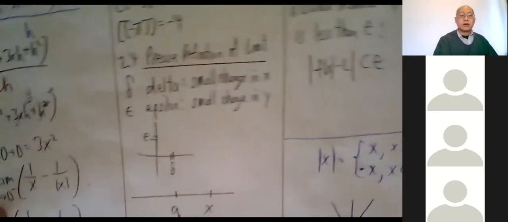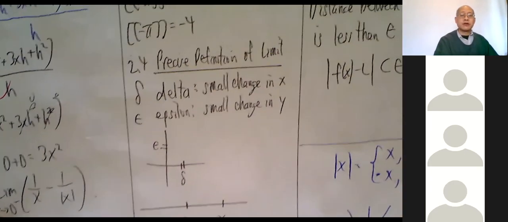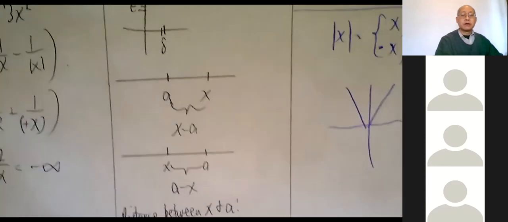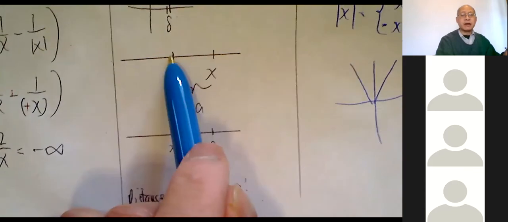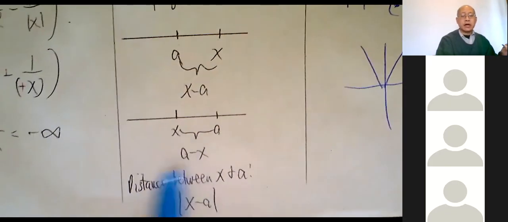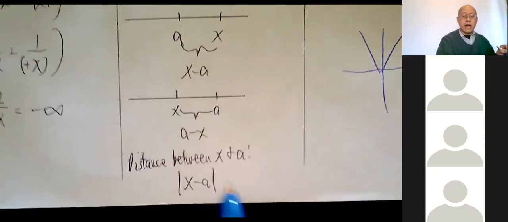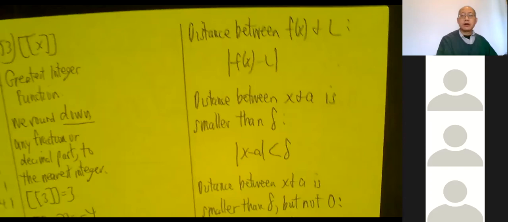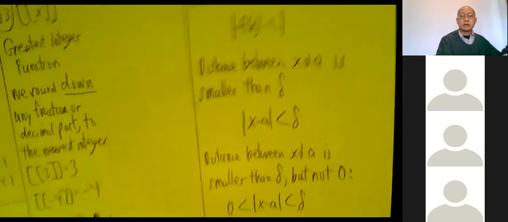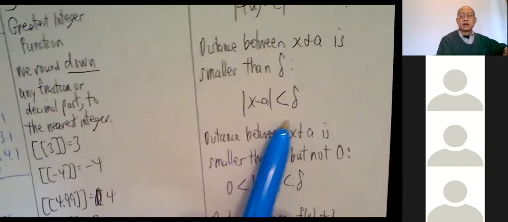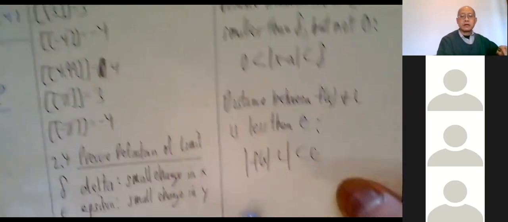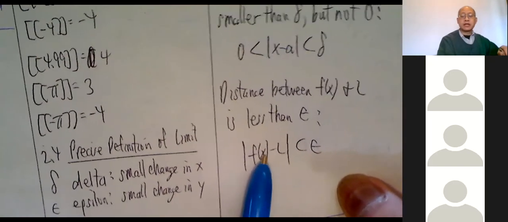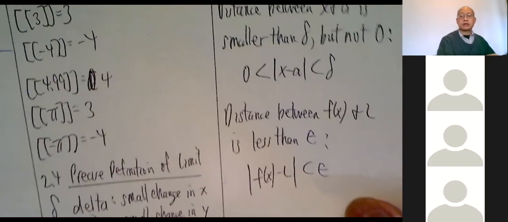I'm going to stop and give you that, but I'm going to show this to you in case you want to look at it on the video. And of course, it's in the book. So I'll show what I had there. The distance between a and x is x minus a or a minus x. I don't know which is the bigger and the smaller, so absolute value. The distance between f of x and L is the absolute value of f of x minus L. The distance between x and a is less than delta, but not 0. And the distance between f of x and L is less than epsilon. That's as much as I'll tell you right now.